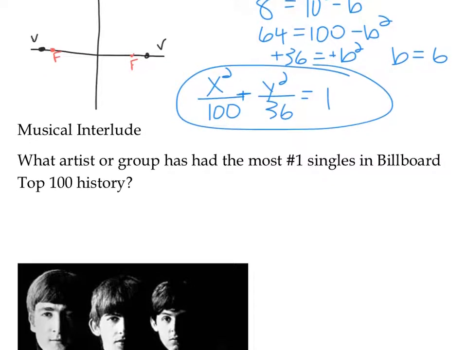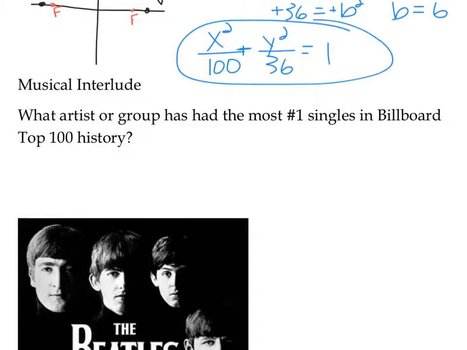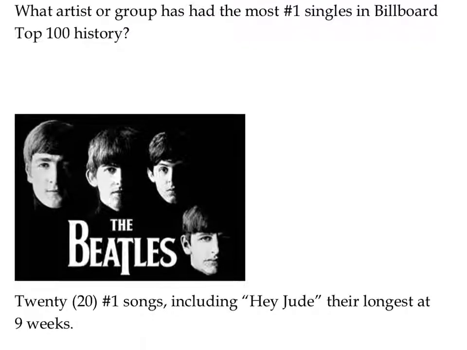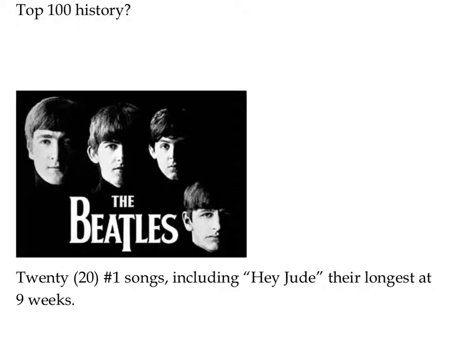Any guesses yet? It is the Beatles. The Beatles had 20 #1 songs on the Billboard Top 100, and their longest running was Hey Jude, which was #1 for 9 weeks. So the Beatles have had 20 #1 songs, the most of any artist or group.